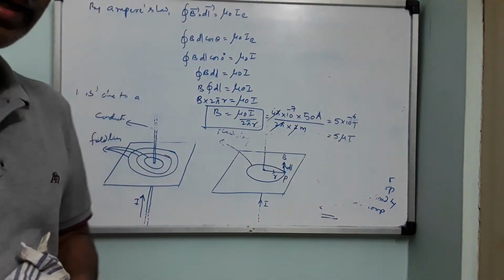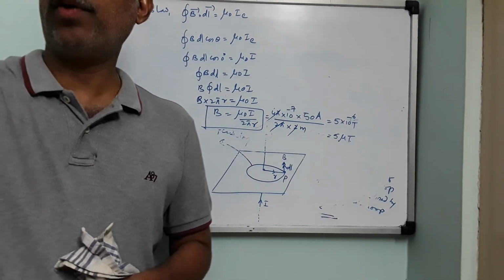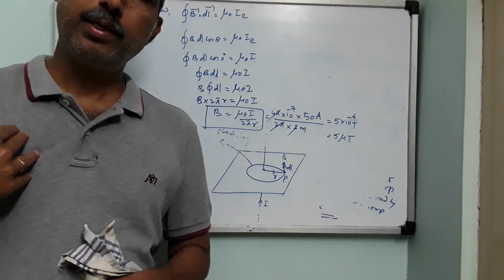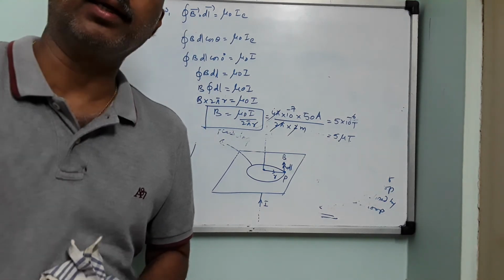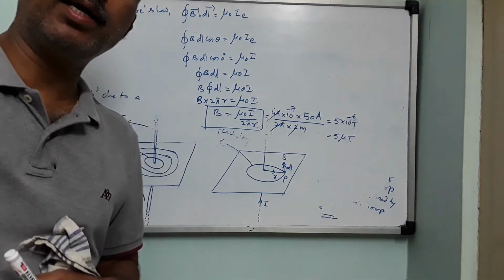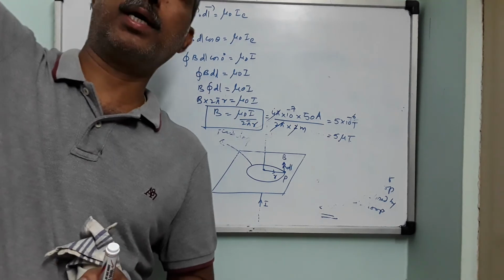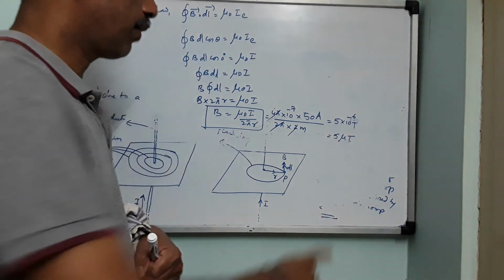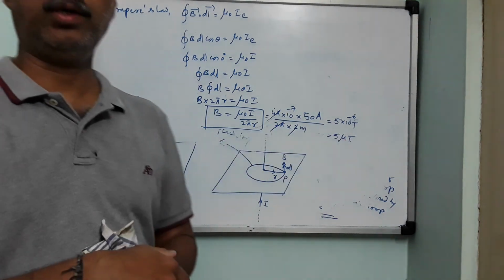So therefore, children, sir, it is going in front of me and both of us are in the same plane. Yes, it is there around the conductor. 2 meter towards you, 2 meter that side of the conductor, 2 meter above the conductor, 2 meter below the conductor. Everywhere there is a magnetic field available. How much? 5 micro Tesla.